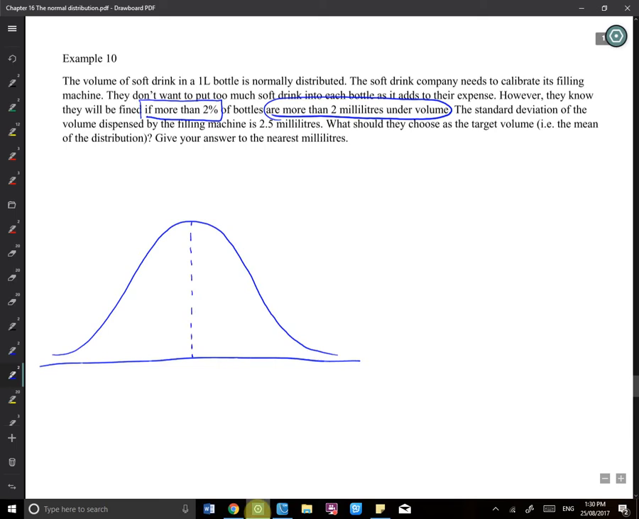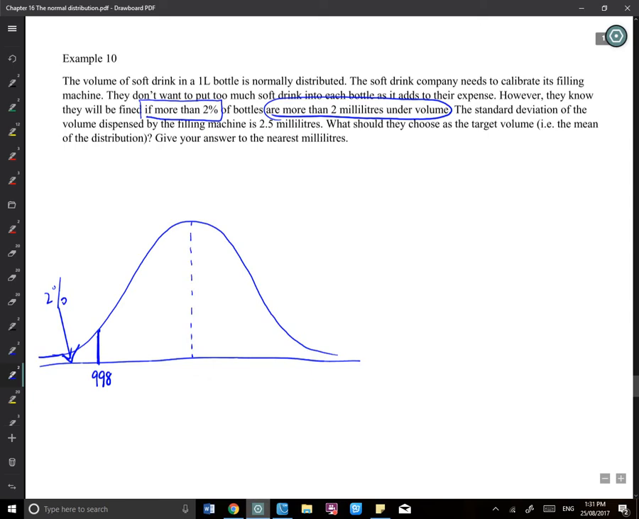Okay, so if more than 2% of the bottles are more than 2 milliliters short, you will get fined. So let's say exactly 2%. This place should be 998. Is that all right? Less than that, okay? 998 or less than that should be 2%. You can't have more than 2%. Let's say the extreme case is exactly equal to 2%. That's the area I'm talking about.